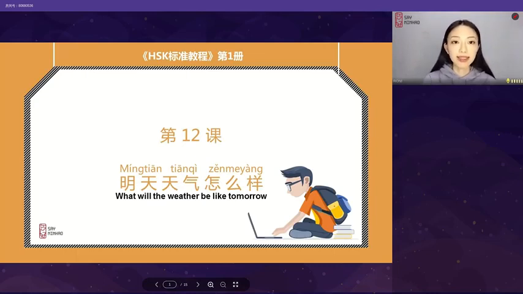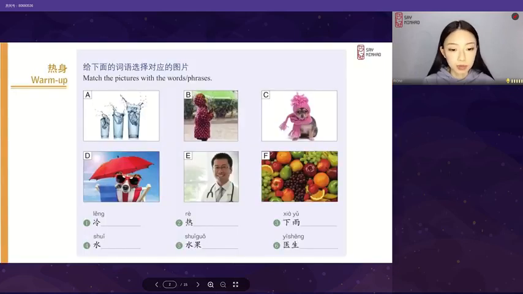明天天气怎么样? It means, what will the weather be like tomorrow? Okay, now let's move on to our first part, warm up. You can see there are 6 pictures and 6 new words as usual. Let's see the new words first.